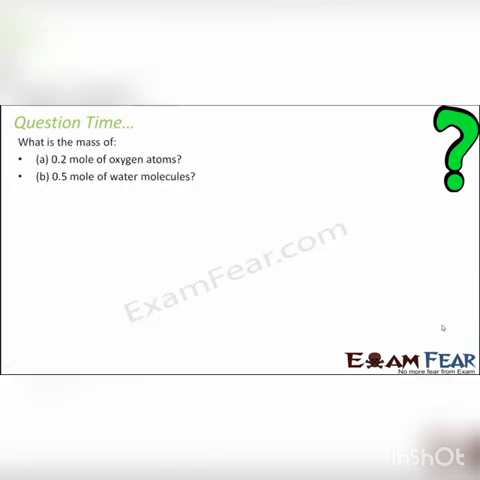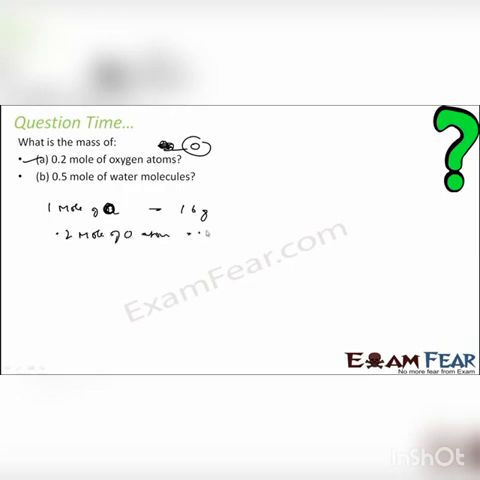It is easy. Here you have to find the mass. Mass of 0.2 mole of oxygen atoms. Oxygen atoms is O. So we know that 1 mole of oxygen atom is 16 gram. Sorry, oxygen atom is O, not oxygen gas. So 0.2 mole of O atom will be 0.2 into 16 is equal to 3.2 gram. Please note, this oxygen atom is not oxygen gas. If it is oxygen gas, we will take O2.